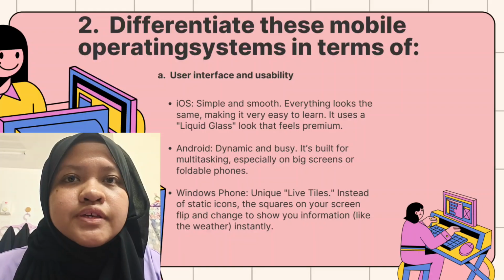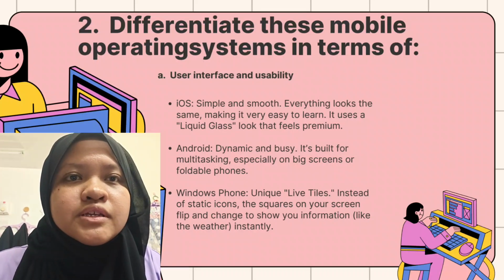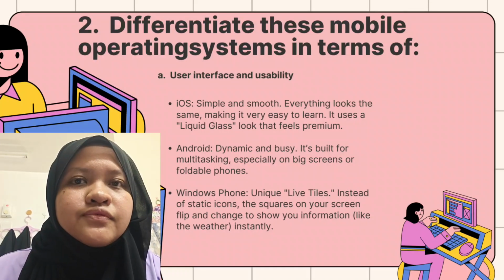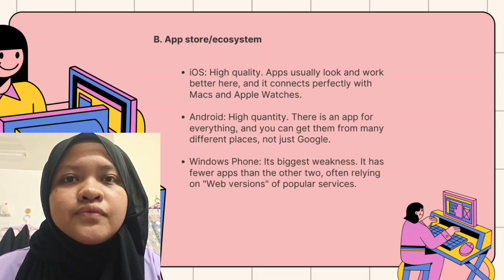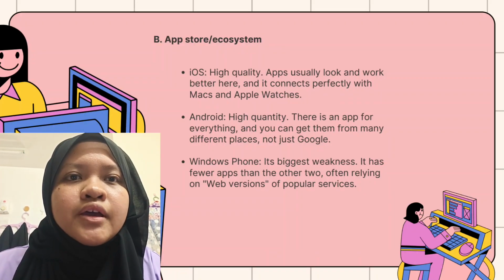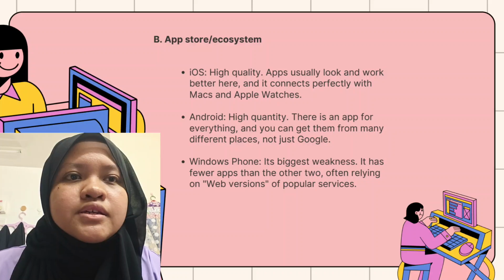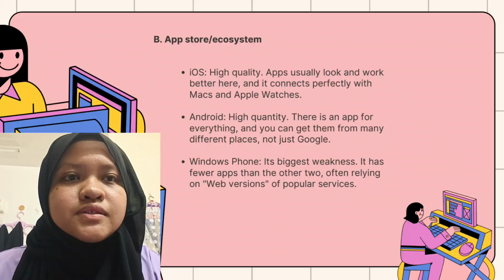First, user interface. For iOS, simple, smooth, and a premium Liquid Glass look. Android, dynamic and busy, built for multitasking on big screens. Windows Phone, unique live tiles that flip to show instant info. Next, app ecosystem. iOS, high quality apps that often look and work better, with deep Mac and Watch integration. Android has high quantity, an app for everything available from many sources. And Windows Phone, weakness: fewer apps, often relies on web versions of services.